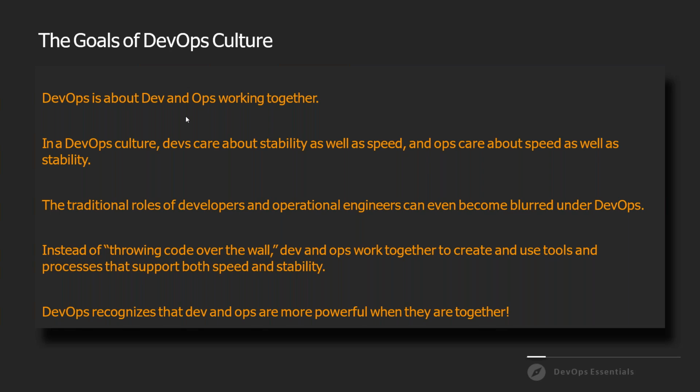So DevOps is about dev and ops working together. Whenever we are talking about DevOps, guys, you will be hearing this term many times: working together, collaboration and all. In DevOps culture, dev cares about stability as well as speed, and ops cares about speed as well as stability. The traditional roles of developer and operations engineers can even become blurred under DevOps.